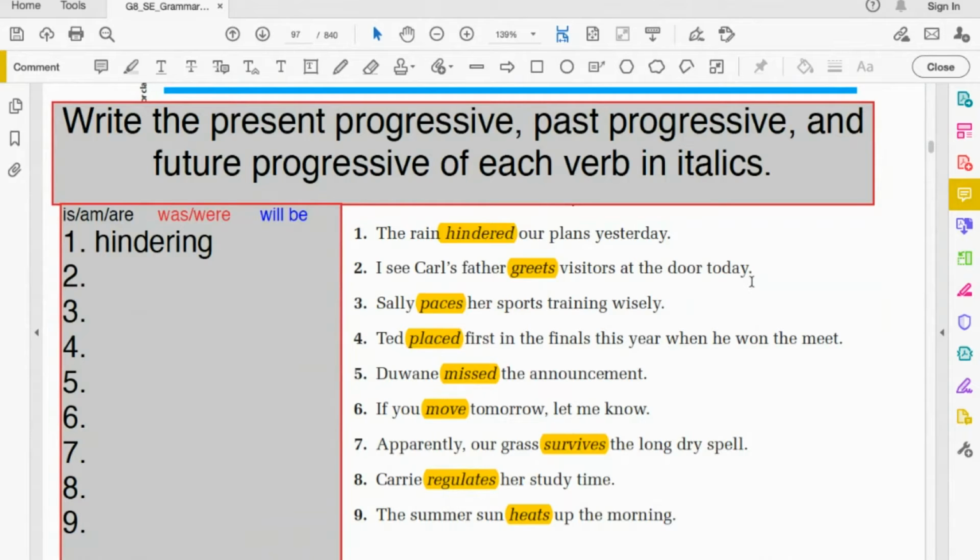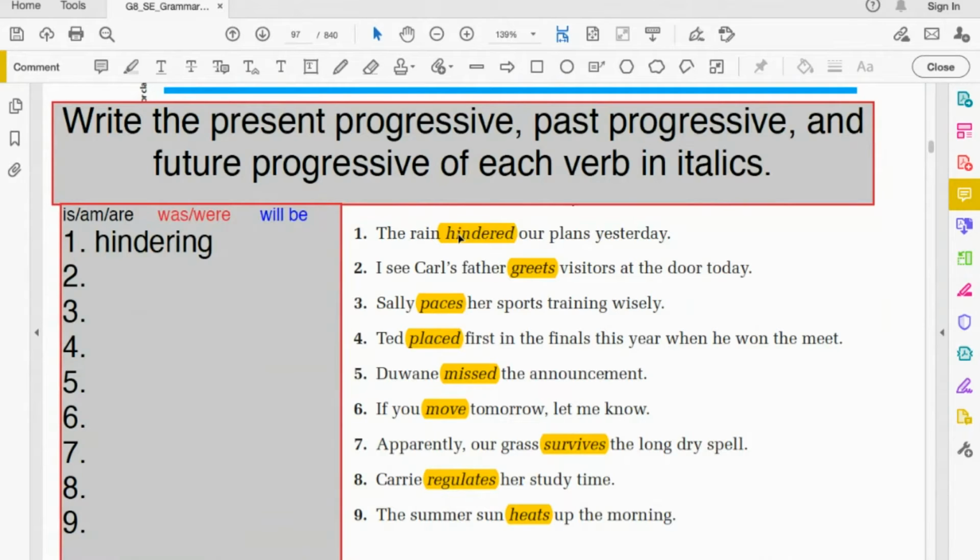And all of the present will be the same in that they are going to be is, am, or are, plus the verb, plus ing. The past, all of them will be the same. I don't need to be redundant and repeating each one for each of these numbers. I'm just making a little chart here. And will be is the future. The verb is always the same, whether it's present, past, or future.